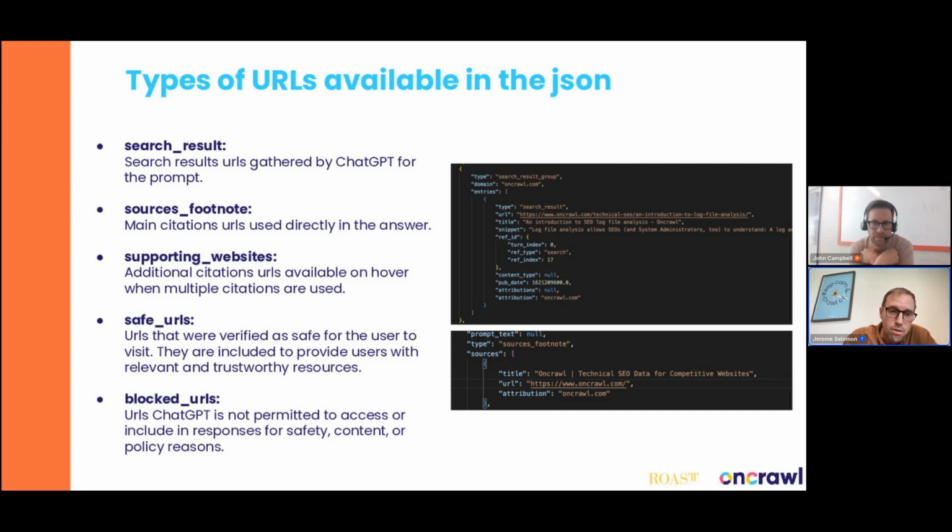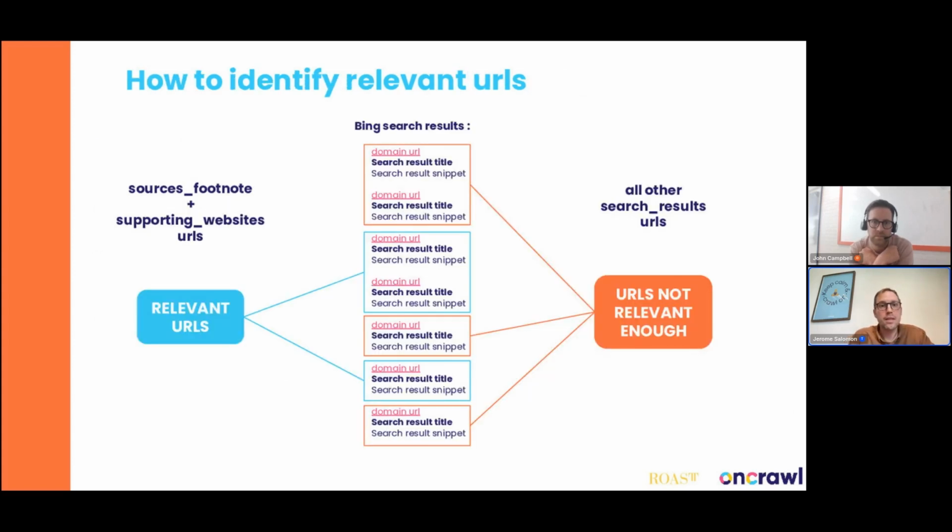You also have two other types of URLs, and this is more related to personalization because you are logged in. You cannot access this JSON if you're not logged in, by the way. You need to log in and be able to refresh the page to access the JSON. So those three are really the key ones because they help you identify what is relevant.